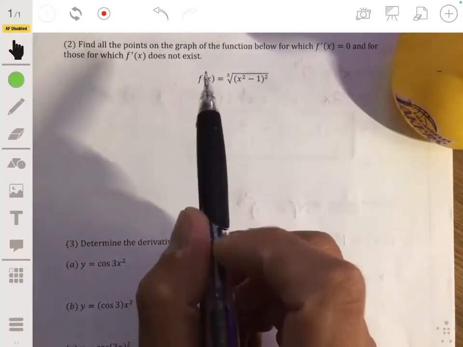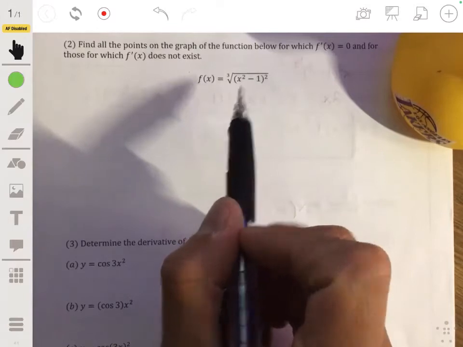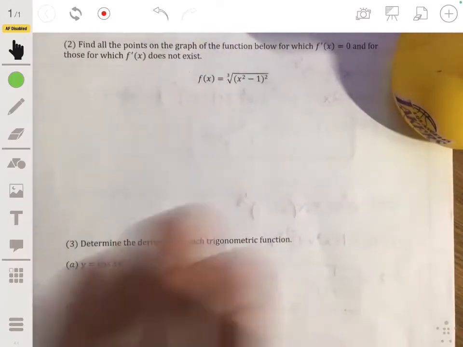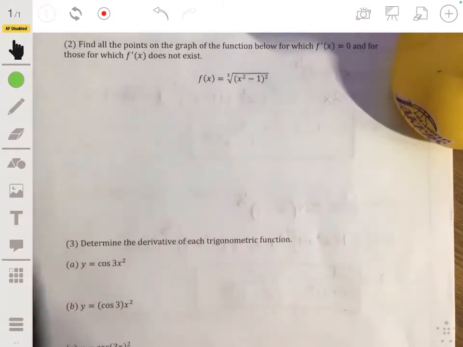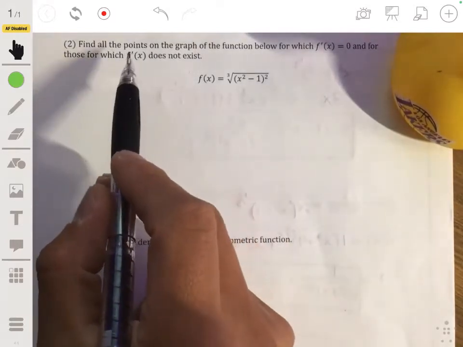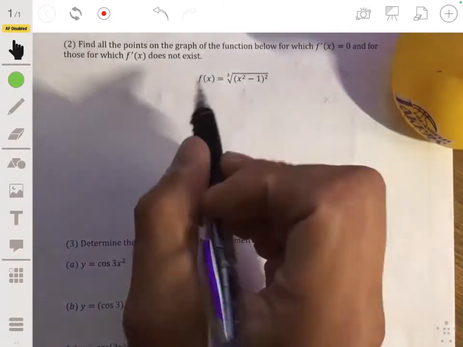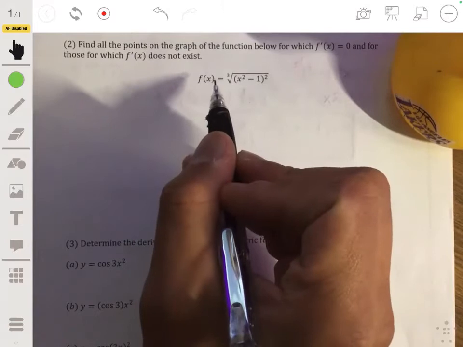Okay, so our goal is to find all the points on the graph of this function where the derivative is 0, meaning that there would be a horizontal tangent line. And we're also going to look for the points where the derivative does not exist, so where it's undefined. Okay, so first we need to figure out what the derivative of this function is.